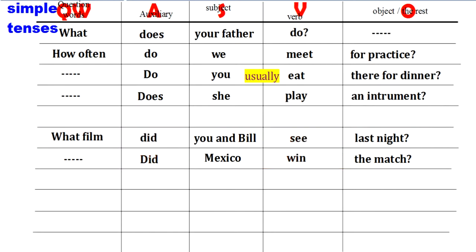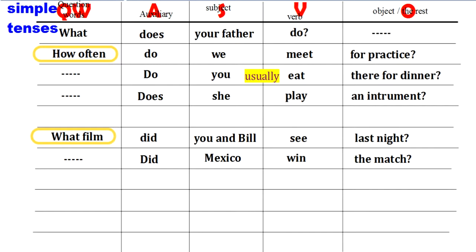Something else that I'm going to mention before I move on. In the question words column, we're not only dealing with one word, what, who, where, when, how. You can have a whole phrase over here, like how often, what film, what time, what kind of food. You can have an entire phrase in the question words section, not just one word.